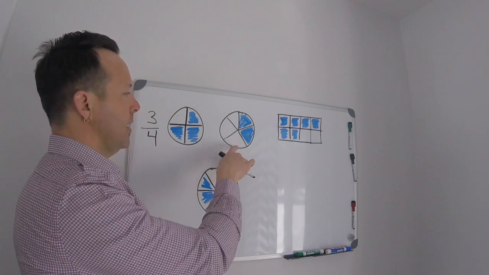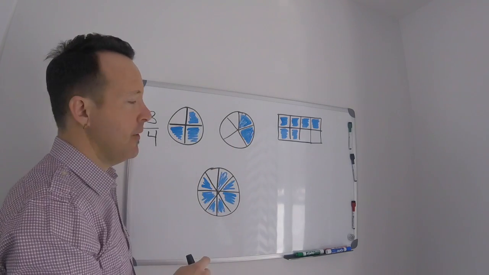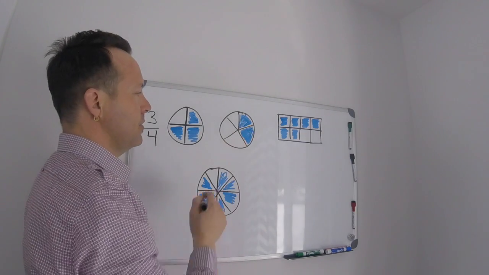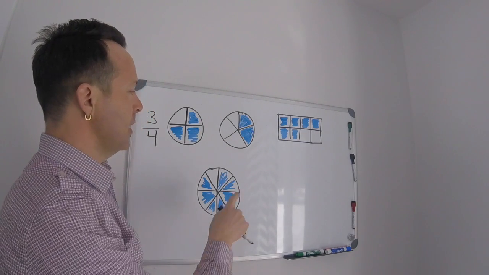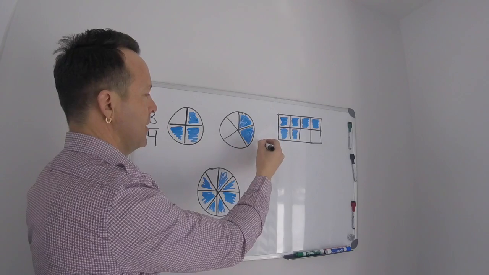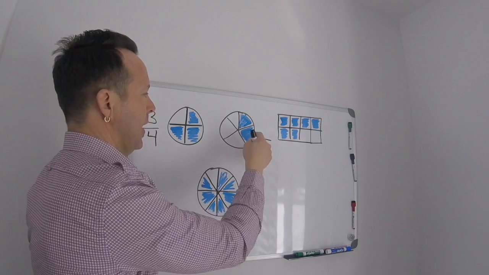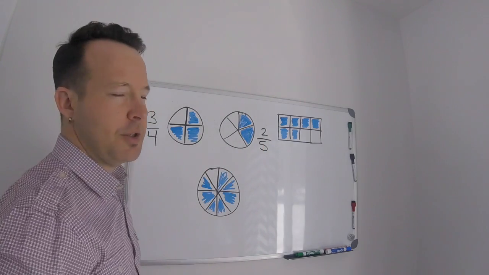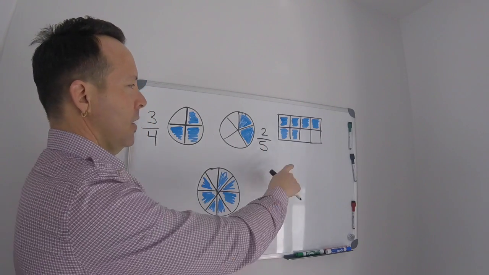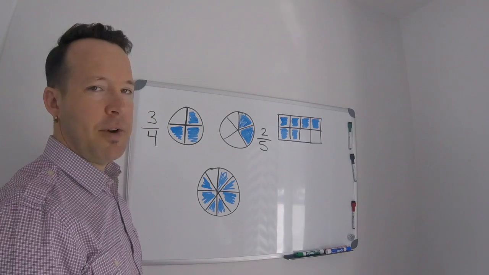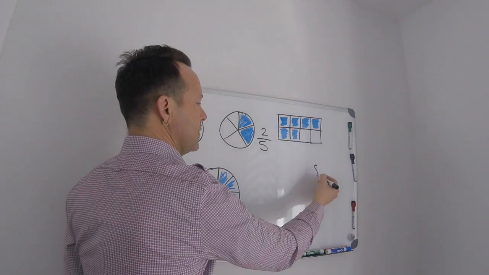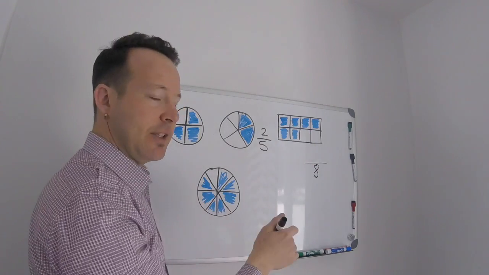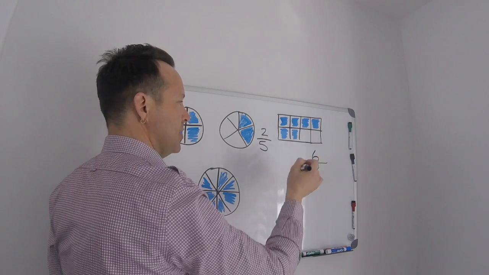This shape, we have 1, 2, 3, 4, 5 pieces cut up for this pie, and two of those pieces are shaded in. So our denominator for this is 5. And 2 is our numerator, because two of the pieces are shaded in. Our rectangle. A rectangle is divided into 8 pieces, so it's divided up into 8. And 1, 2, 3, 4, 5, 6 of those pieces have been shaded in.